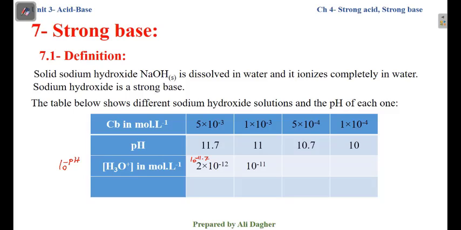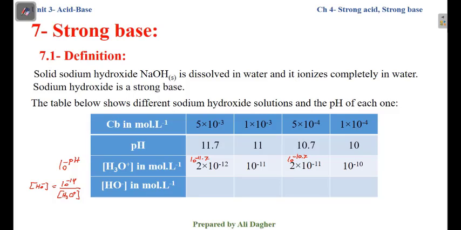Second solution, 10 negative 11. Third solution, 10 to the power negative 10.7, which equals 2 × 10 negative 11. And the last is 10 negative 10 mole per liter. Now we will complete the table by calculating the concentration of HO minus, which equals 10 negative 14 over the concentration of H3O plus. Since our study is at 25 degrees, then Kw equals 10 negative 14.